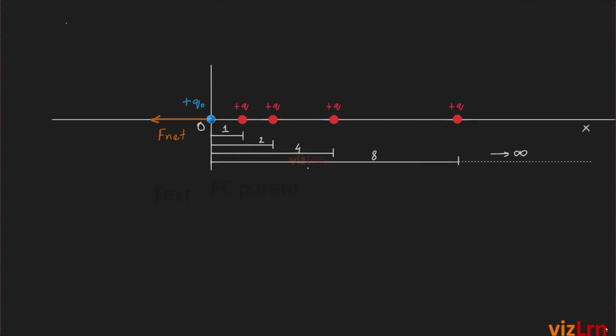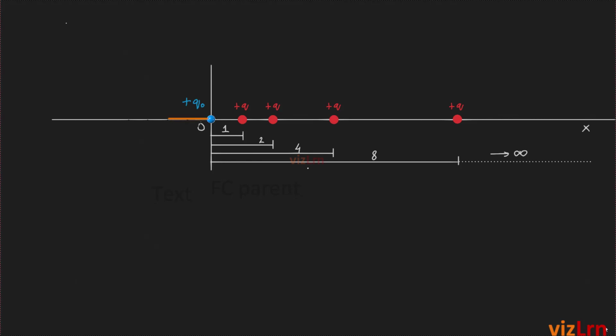So a couple of things to note. First is, since these charges are positive and this charge q naught is also positive, all these charges will repel q naught, and since it is repulsion, all the forces on q naught will be towards the left, that is towards the minus x-axis. So we know the direction of the force of all these charges on q naught.